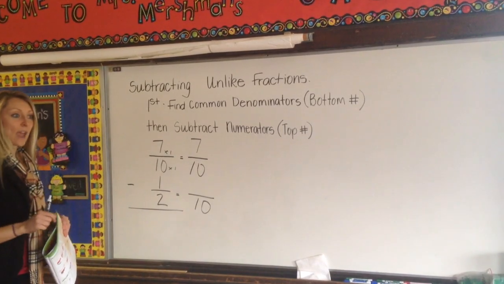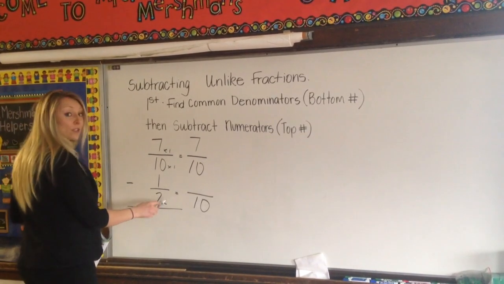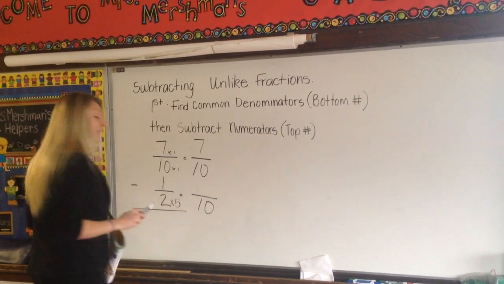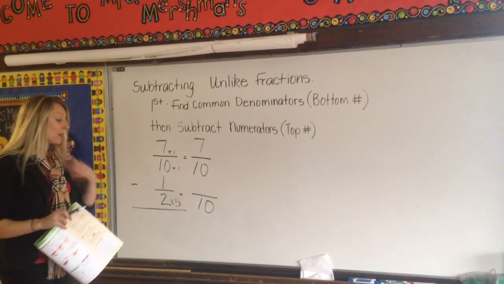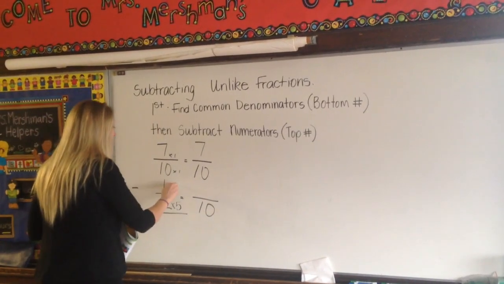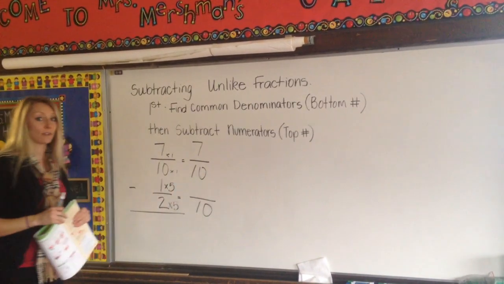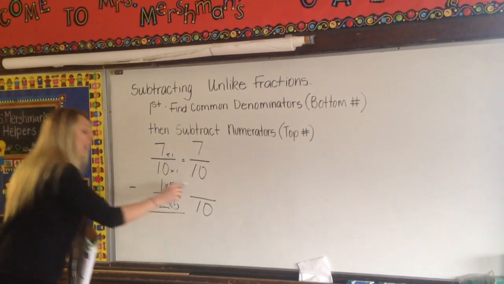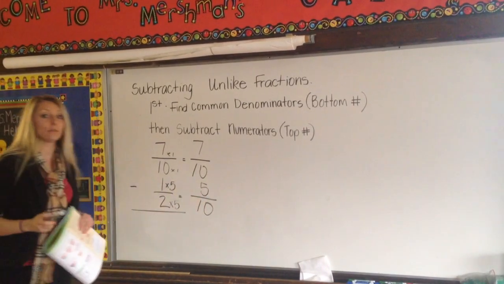To do this, I have to ask myself, what times 2 gives me 10? I know that 2 times 5 is 10. Since I multiplied my bottom number by 5, I also have to multiply the top number by 5. And instead of having 1/2 as 1 over 2, I have 1/2 as 5 over 10.